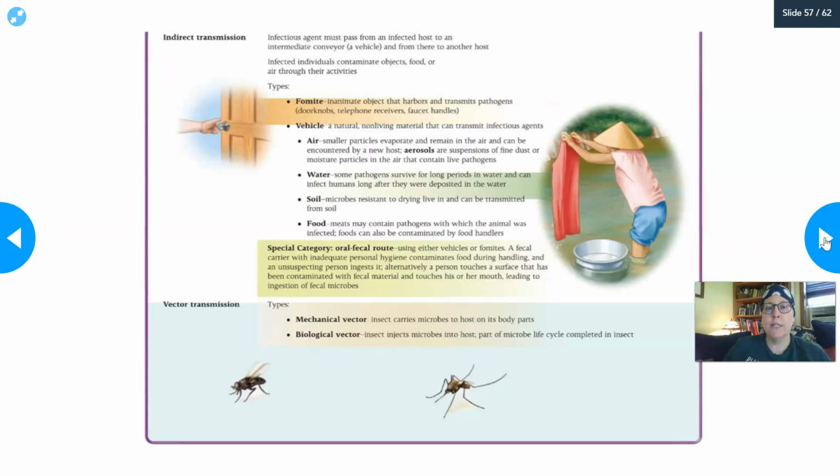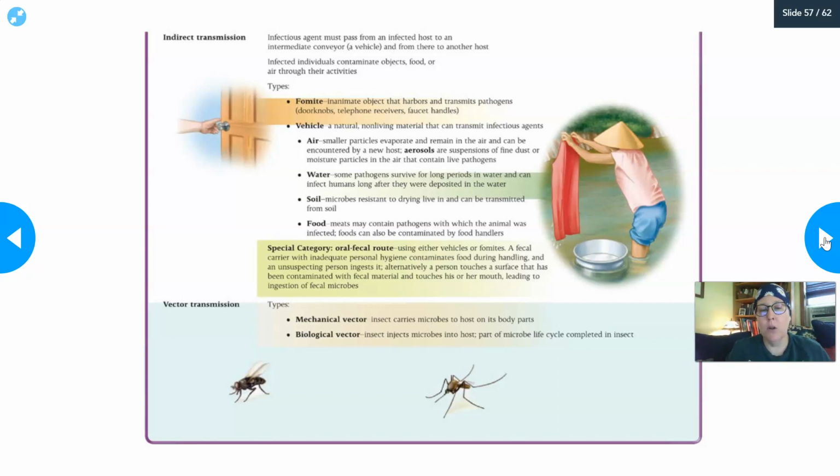And then, of course, indirect is where the infectious agent has to pass from an infected host to an intermediate object, and then from there to another host. So that's the typical doorknob, that's a fomite. Inanimate objects, phones are a big one too, faucets, handles and stuff like that, doorknobs. Right. The vehicle is a natural non-living material that can transmit infectious agents. So we have air, water, soil, and food.